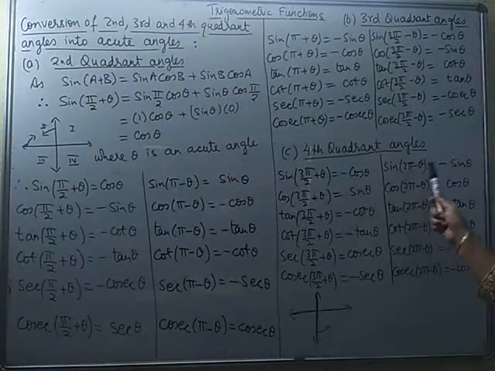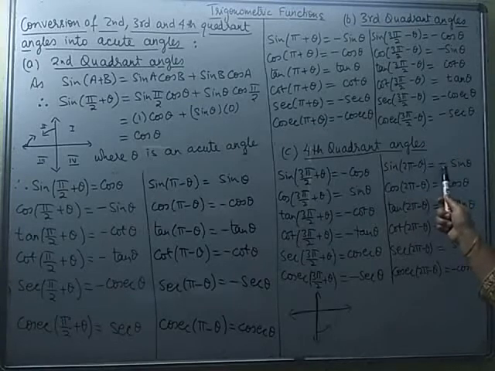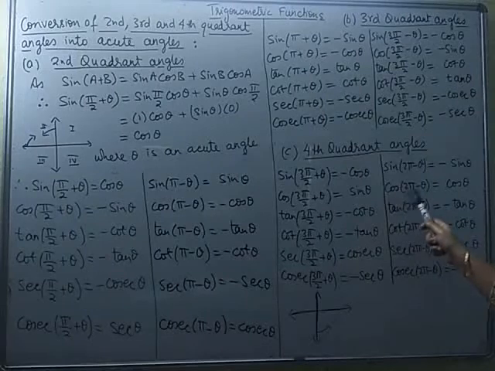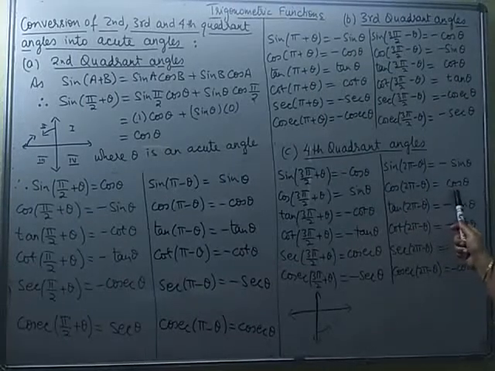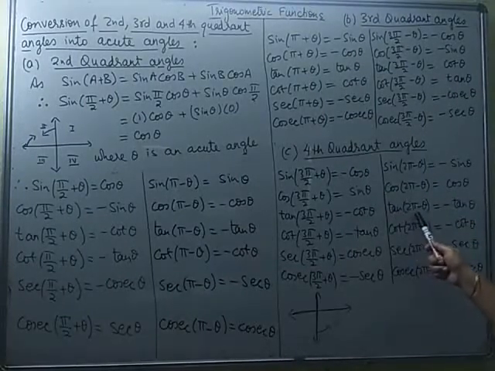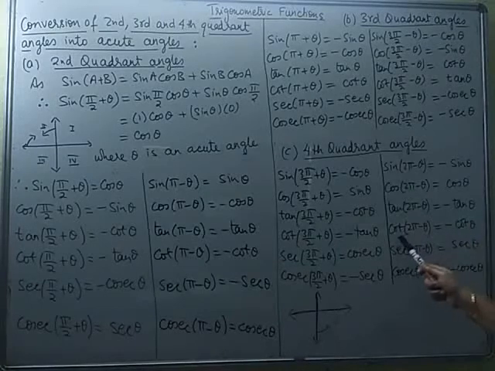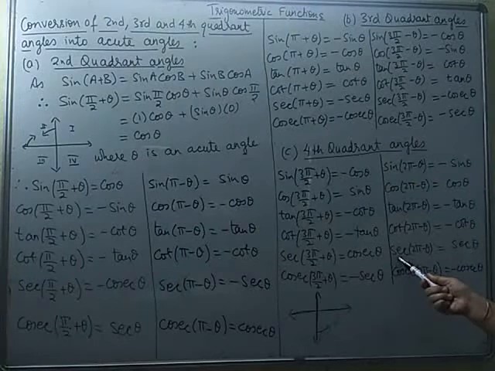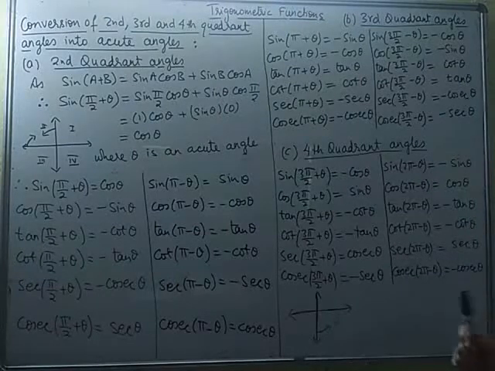So sine 2 pi minus theta is minus sine theta. Why negative? Because in the fourth quadrant sine is negative. Cos 2 pi minus theta is cos theta, because the cosine function is positive there. Tan 2 pi minus theta is minus tan theta. Cot 2 pi minus theta is minus cot theta. Sec 2 pi minus theta is sec theta. And cosec 2 pi minus theta is minus cosec theta.